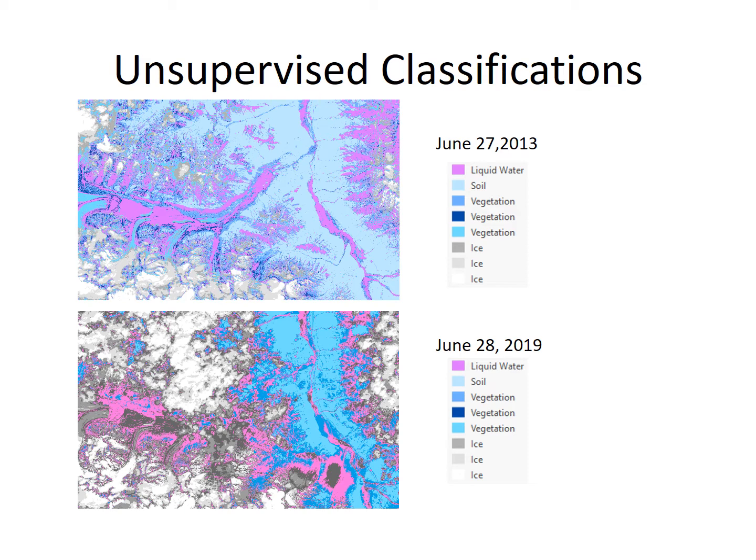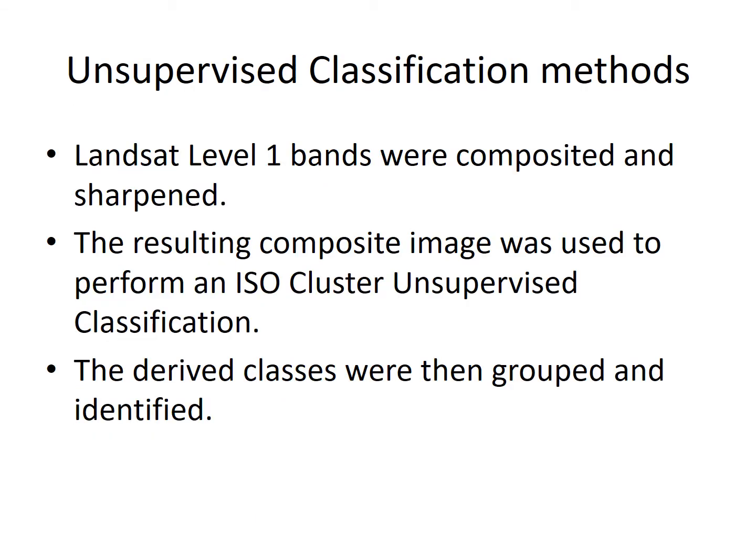So in my first one, I have June 27th, 2013, and then roughly 5 years later in 2019. And you can see the three classes of vegetation going along the valley on the right-hand side, and all the magenta areas are the rivers flowing down the mountain range. So I used the standard unsupervised classification method, so I composited and sharpened the bands, created an ISO cluster, and then I grouped and identified the different classes.